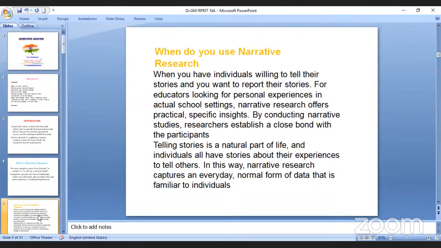If you establish rapport or a close bond with the participants, then telling stories is a natural part of life. Everybody can tell his or her own story about childhood days, about good experiences at school, home, community, and so on and so forth. So telling stories is a natural part of life, and individuals all have stories about their experiences to tell others. So they can share their stories.